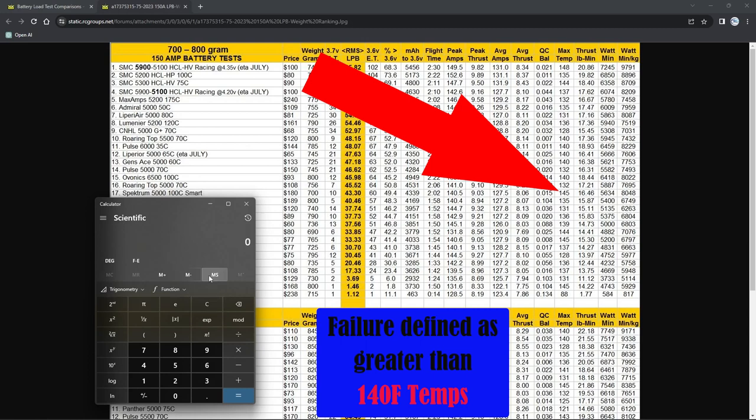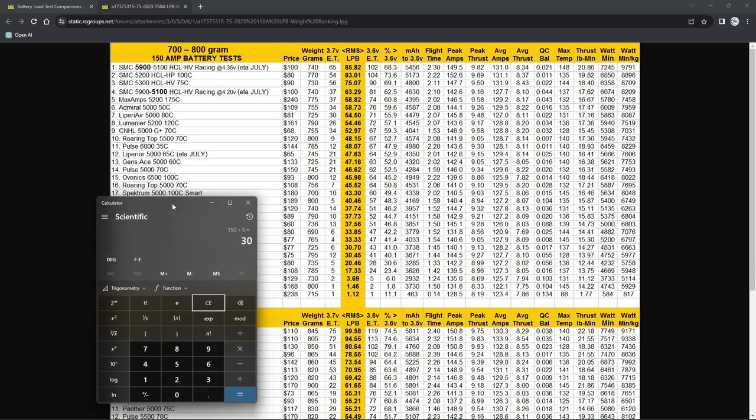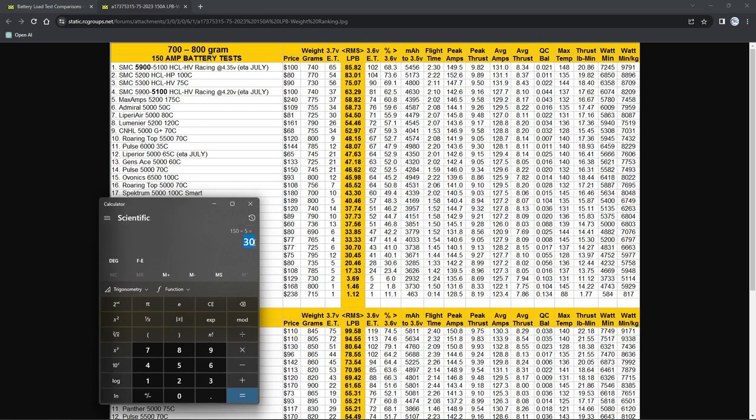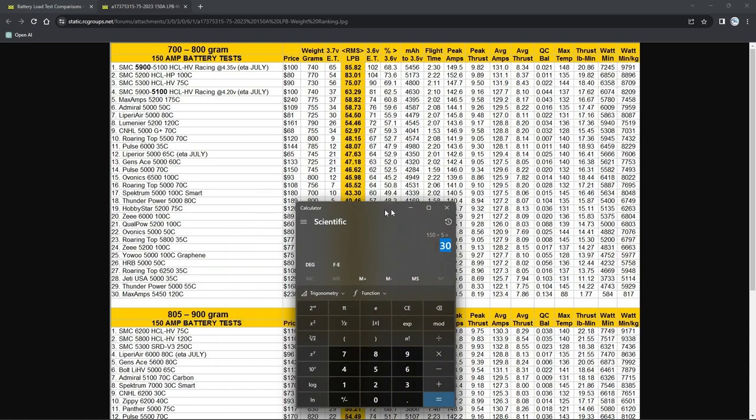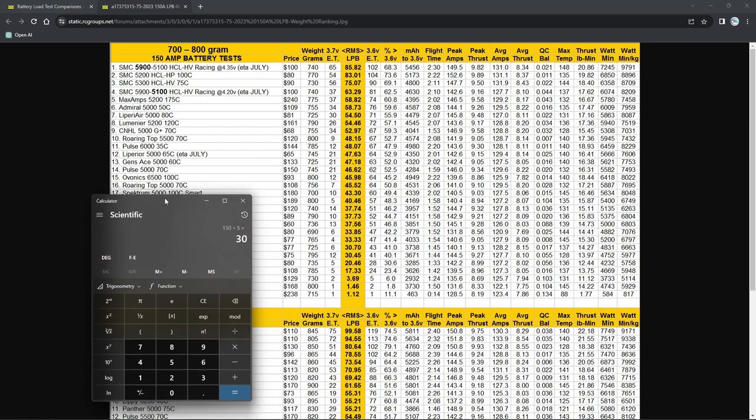If we take the 150 amps that we got here and work out what the C rating of that is, we take the 150 amps and divide it by the 5 amp hours, we're getting 30C. This battery pack could not even perform at a C rating of 30. This goes to show you the C ratings displayed on these specific batteries are not accurate if these batteries are actually exceeding the maximum temperatures here under a load that is very small relative to what their rating says they should be good to.